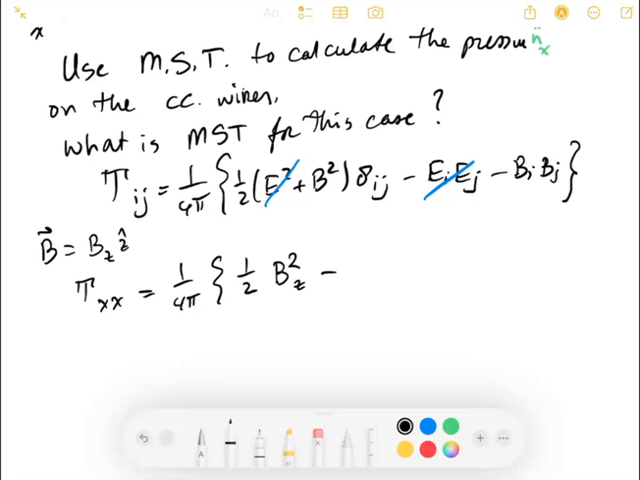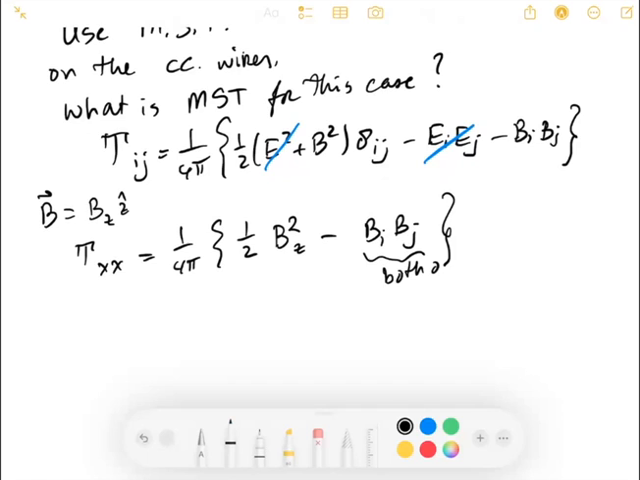Minus, and now we need to do b_i b_j, but when i and j are both x, b is 0. So there is b_i b_j. These are both 0. So the xx component is just b squared over 8 pi.